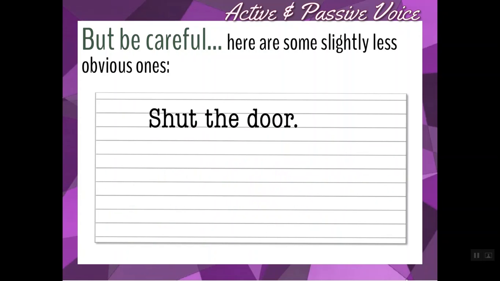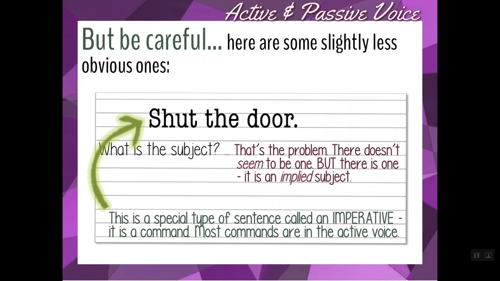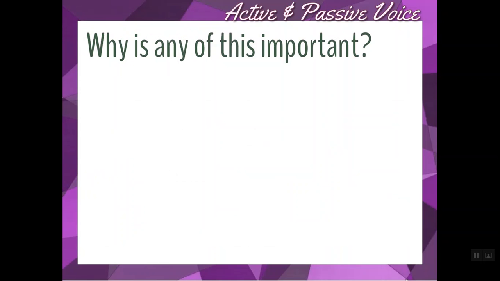Shut the door. Is that active or passive? What's the subject? That's the problem. Doesn't seem to be one. There's an implied subject. So this is an imperative. It's a special type of sentence. It's like a command. Shut the door. Most commands are in the active voice.